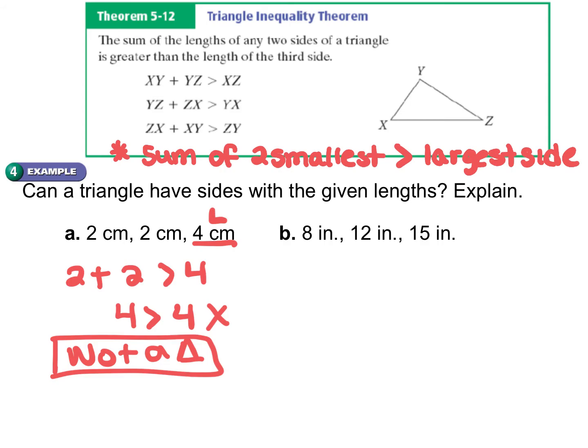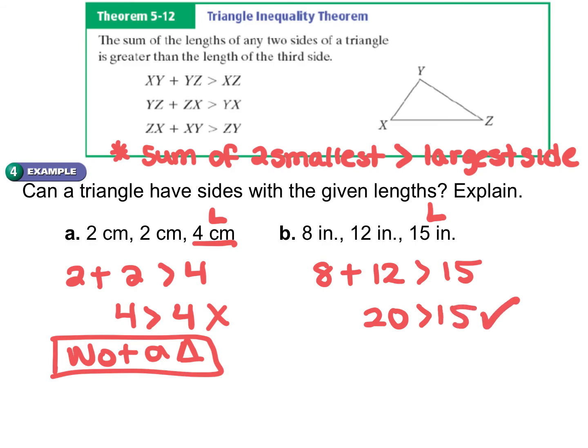In the other example, the largest side is 15, so I need to check, okay, does 8 plus 12 greater than 15? So this gives me 20 is greater than 15, so it works. So this is a triangle.